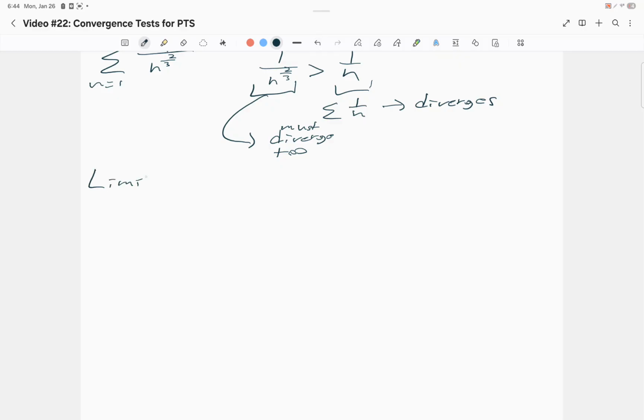Another type of comparison test is a limit comparison test. The reason why these are called comparison tests is because there's two different series that we're looking at in both of these.